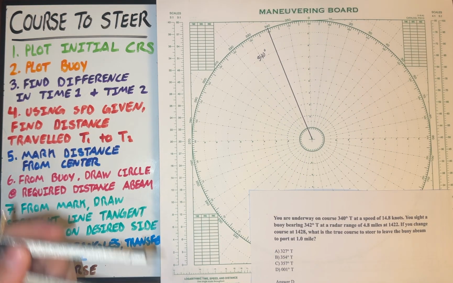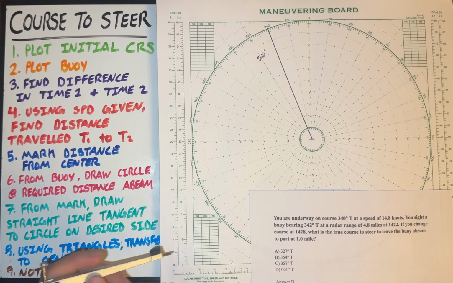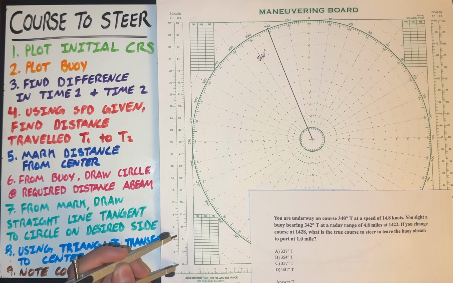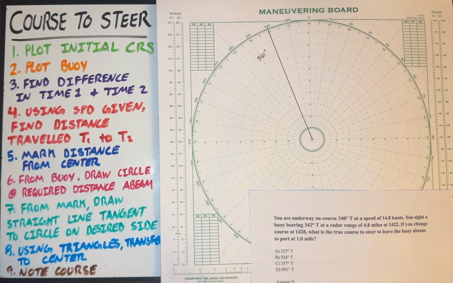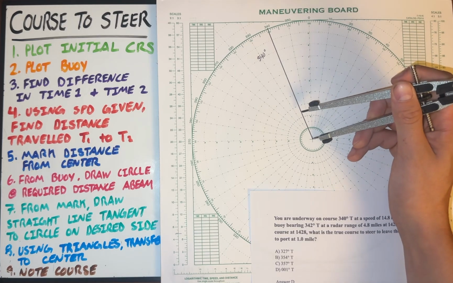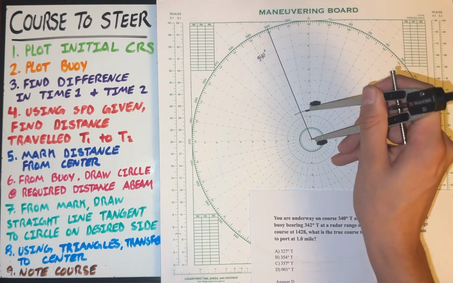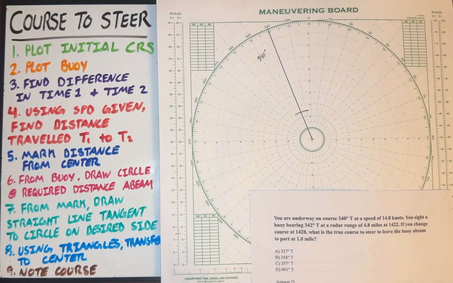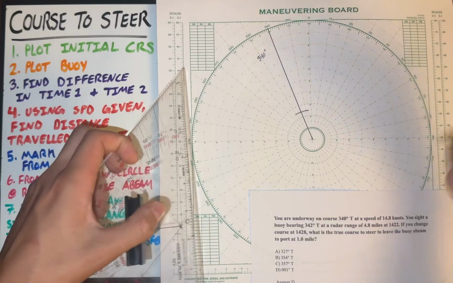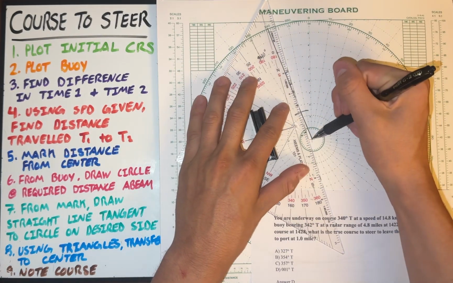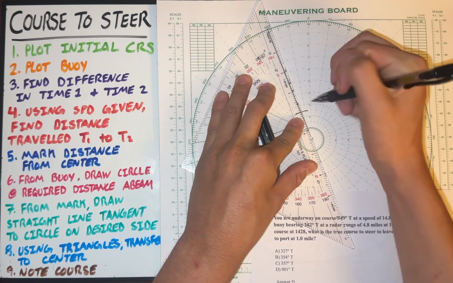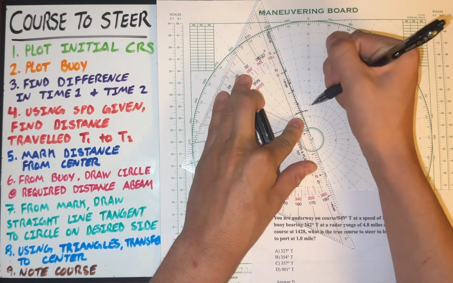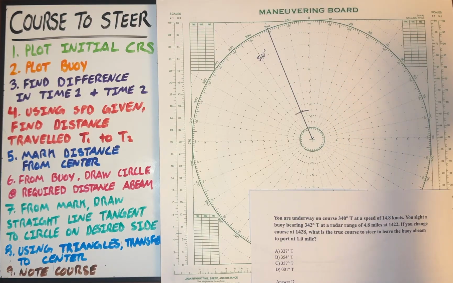We want to then plot our buoy. Using our dividers and the scale on the bottom left-hand side, I'll measure out 4.8. It's about there. I'll measure that from the center. Draw a small arc. So now this line follows a distance of 4.8, and we then want to mark where that buoy is. We want to measure the angle of 342. Along that 4.8 nautical mile line, I'll draw a dot for my buoy.